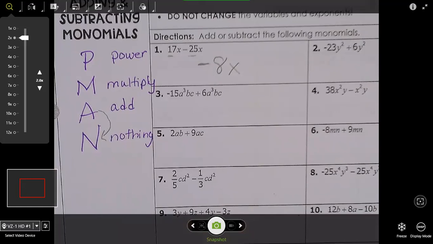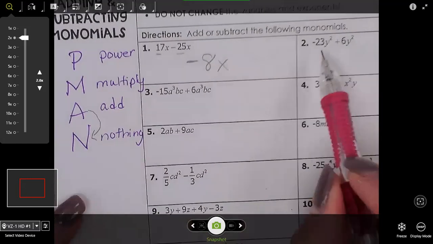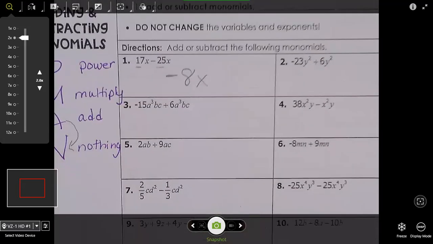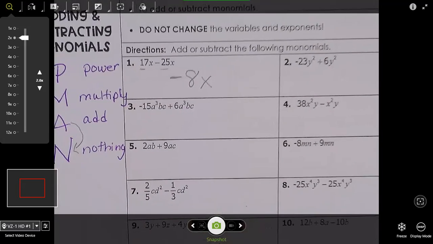So check out number 2. Okay, I'm going to check the variables. Are the variables the same? Yep. Do they have the same exponent? Yes. So that means I'm going to combine like terms. And we've done this before. We've combined like terms but we never really discussed what we are doing with the variables and the exponents. So it's actually just a review. So I'm going to work out negative 23 plus 6. What's that make? Philip, what's negative 23 plus 6?